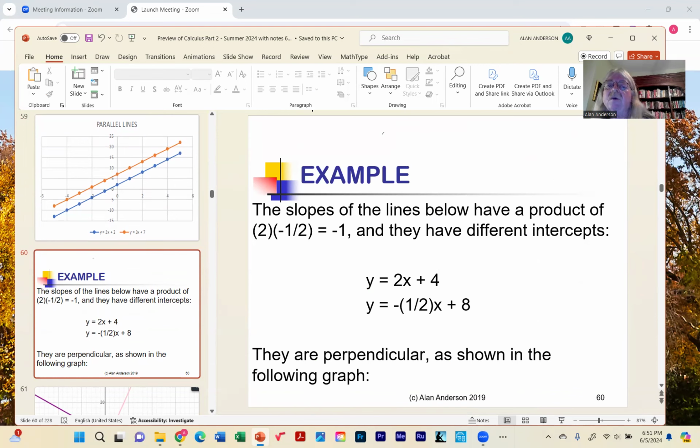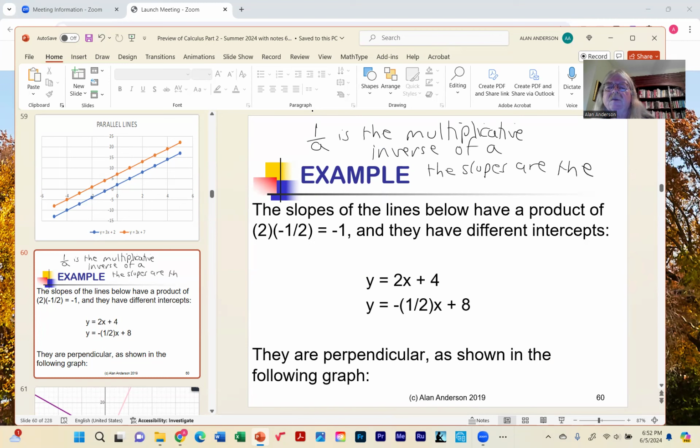Okay. Or think of it this way. 1 over A is the multiplicative inverse of A. What we're seeing here is that the slopes are the negative multiplicative inverse of each other.